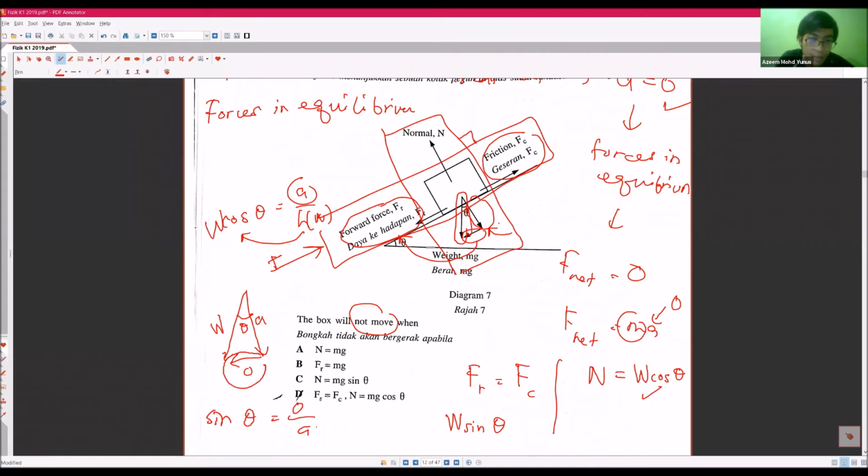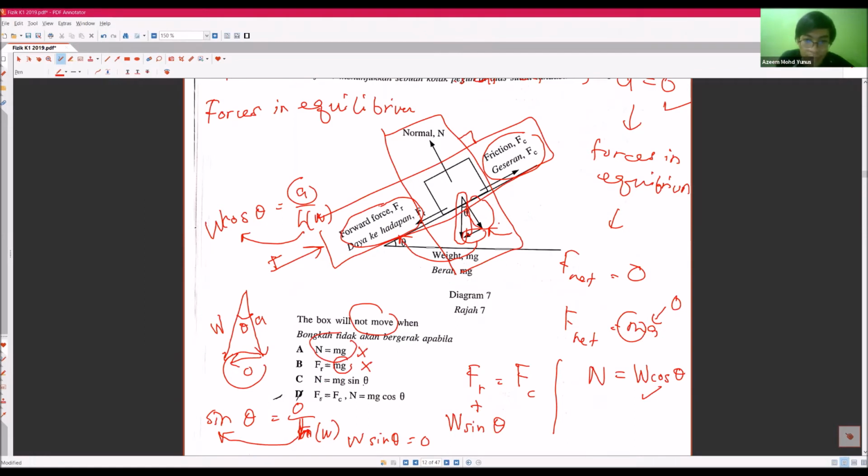Hypotenuse is basically the weight. So if we want to bring that to here, then it becomes W sine theta equal to the opposite force. So this must be plus, this must be N equal to W cos theta. So W here is actually mg. So N equal to mg is wrong. It must be N equal to mg cos theta. Fr equal to mg is also wrong. Fr plus mg sin theta equal to Fc.